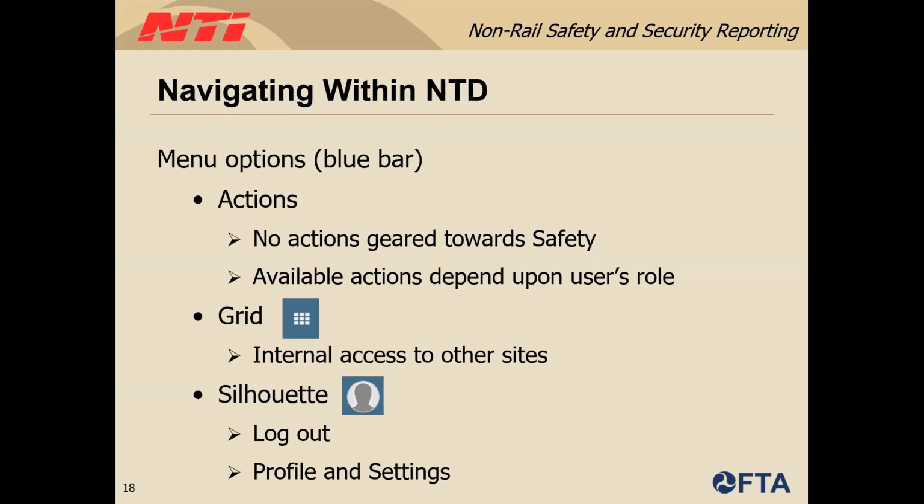The grid in the upper right-hand corner of your screen provides internal access to other sites such as FTA organizations, the user management module, the SSOR for the state safety oversight data, and so on. The silhouette or headshot is where you log out and where you can access your Appian profile and your system settings.